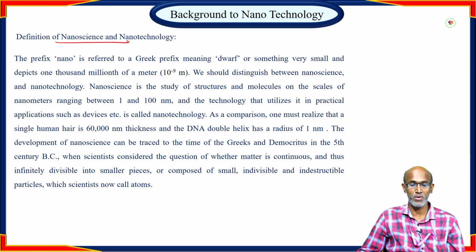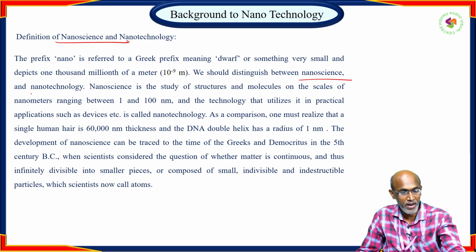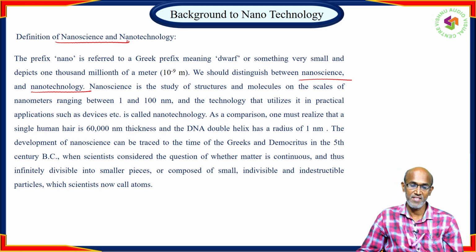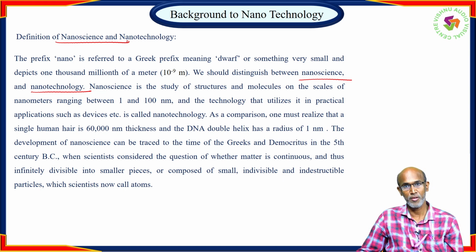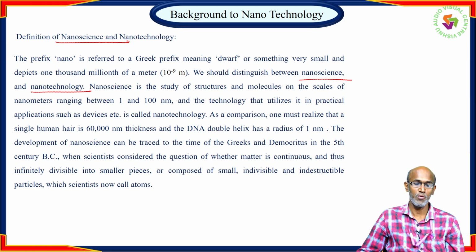We should distinguish between nanoscience and nanotechnology. Nanoscience is the study of structures and molecules on the scales of nanometers, ranging between 1 to 100 nanometers. And the technology that utilizes it in practical applications such as devices is called nanotechnology. So that is the difference between nanoscience and nanotechnology. As a comparison, a single human hair is 60,000 nanometers thick and the DNA double helix has a radius of 1 nanometer.